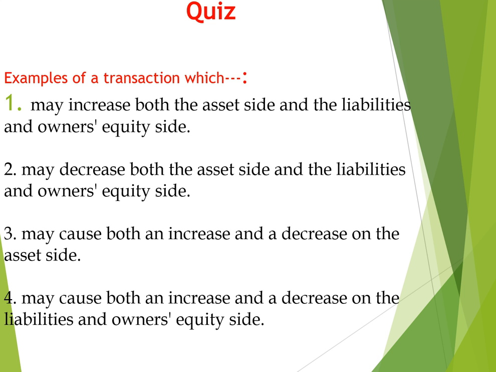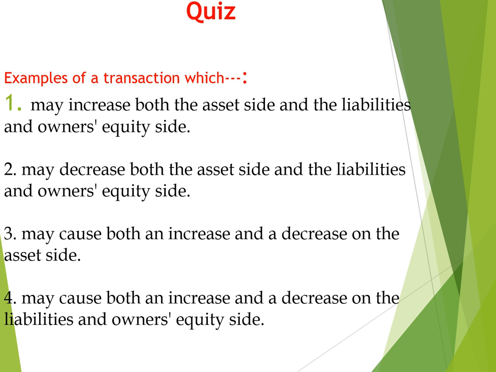Third, which may cause both an increase and a decrease on the asset side. It's simple. You purchase a stock for cash, so your stock increases, which is an increase in asset, and your cash decreases, which is a decrease in asset again.